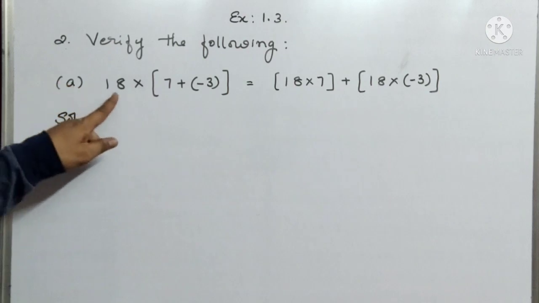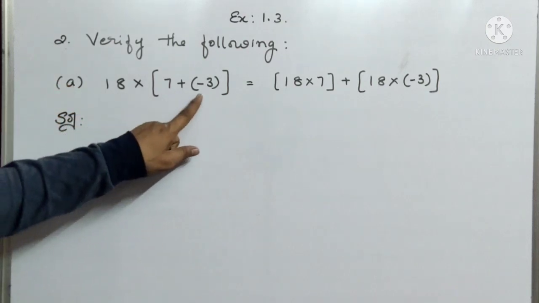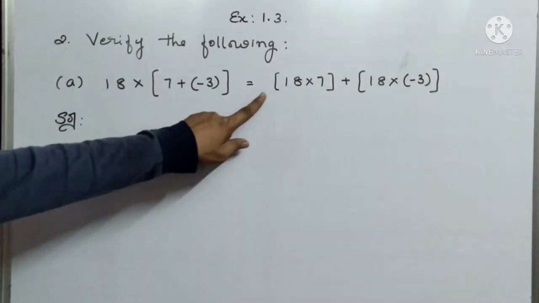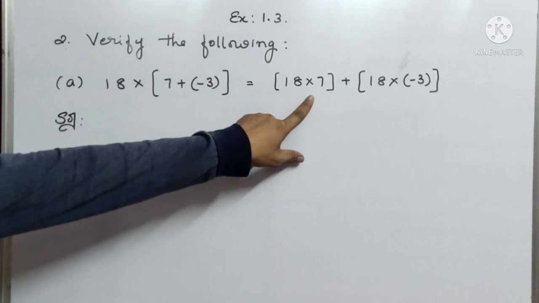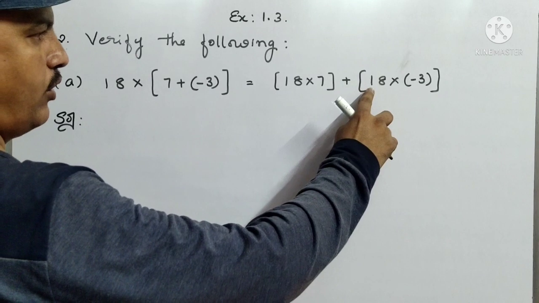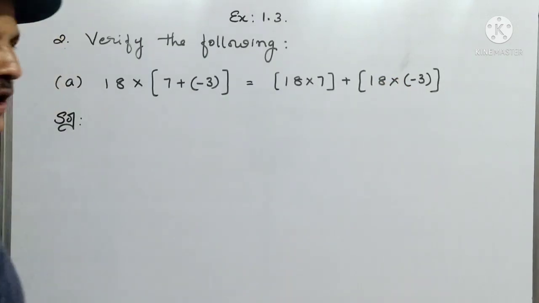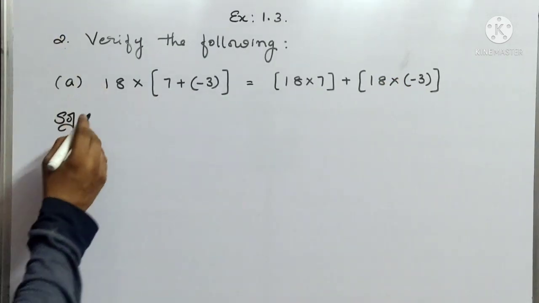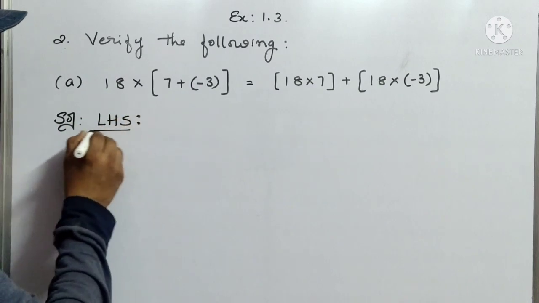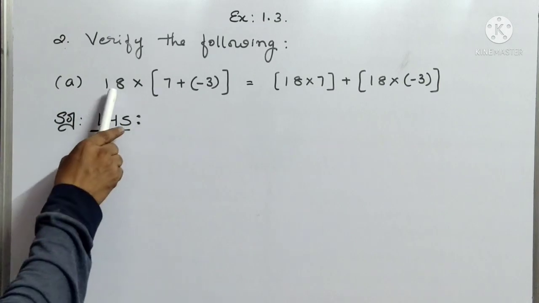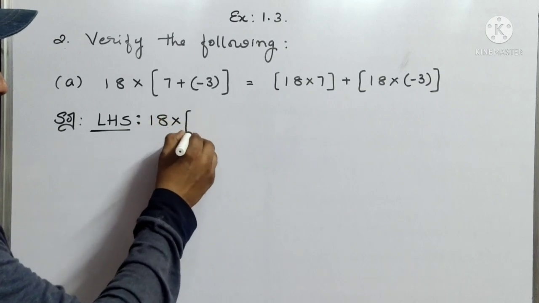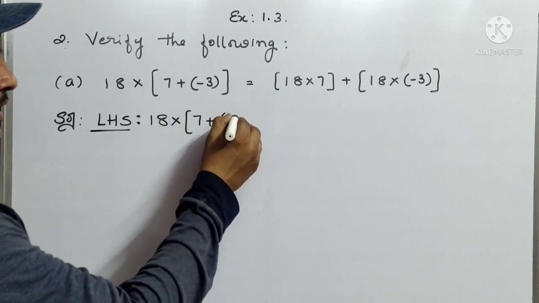So a into b plus of c: 18 into square bracket 7 plus of minus 3 closed, equals square bracket 18 into 7 plus of 18 into minus 3. Now take the LHS, left hand side. LHS means left hand side. What is the left hand side? 18 into bracket 7 plus of minus 3.